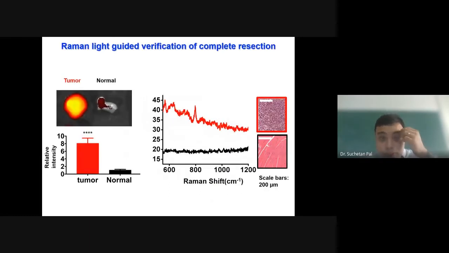So what is the use of this Raman signal? So Raman signal is essentially used to verify whether this tumor tissue is actually true positive. This is the QR code of the nanoparticle. If it is present, it is actually positive.